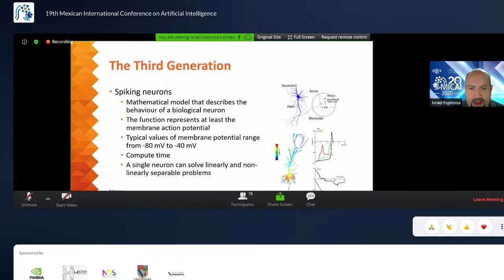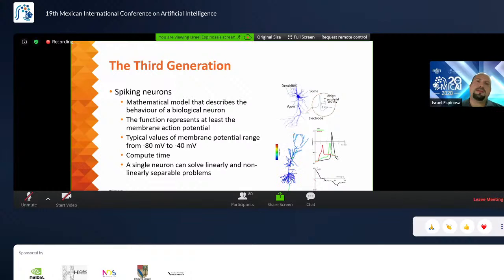They are more powerful than the first and second generation of neural networks, and I can say that a single neuron can solve linearly and non-linearly separable problems. That is one of the things that units from the first and second generation cannot do. So we need more than one neuron to solve non-linearly separable problems, but it is possible with spiking neurons.